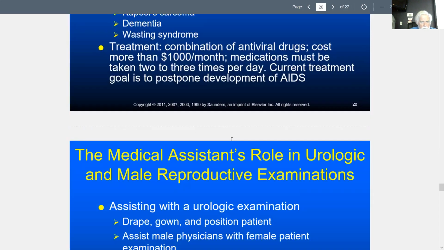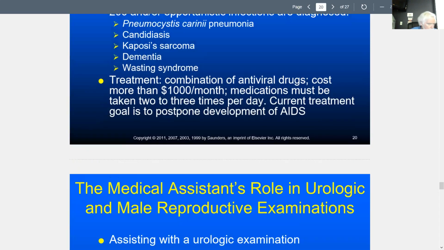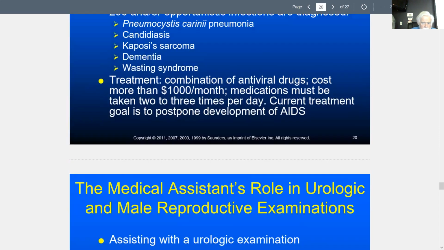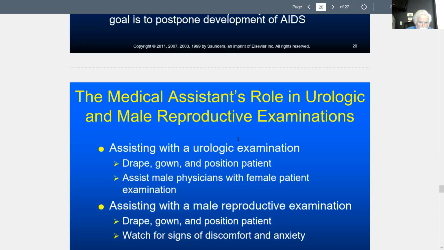So we have 1,000 a month. But actually it's more than that, because right now what we know is that AIDS patients, in order to have the best result, have to take 3 to 5 different drugs per day. They're very expensive. Can be very difficult.